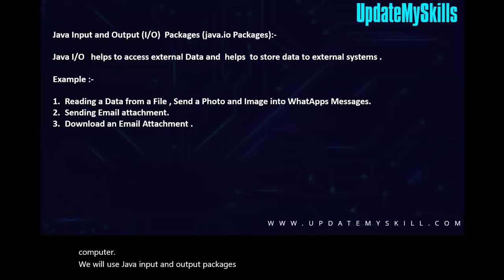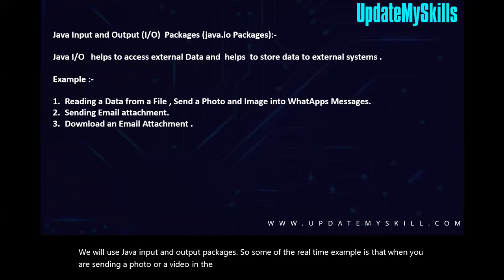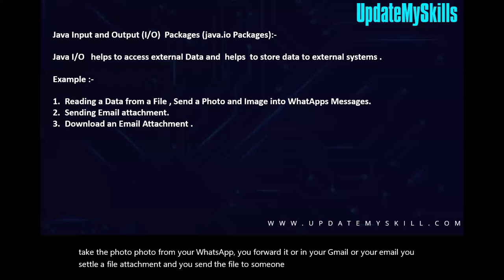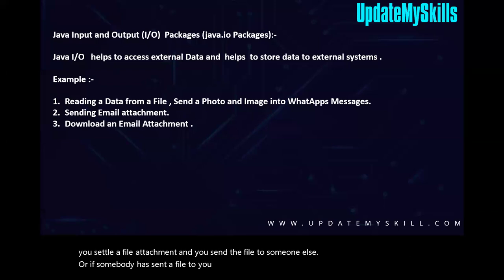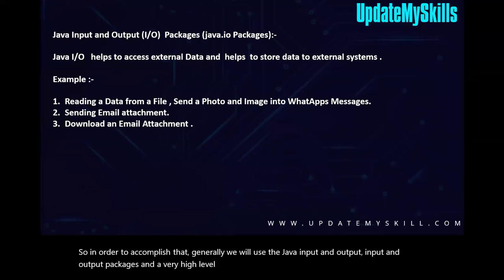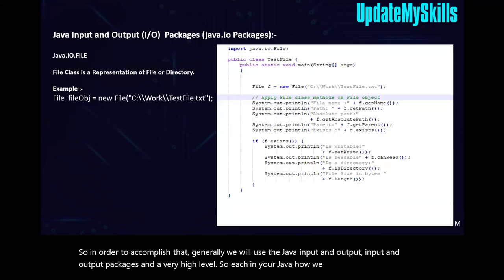Some real-time examples: when you are sending a photo or a video in a WhatsApp message, you take the photo and forward it. Or in your Gmail or email, you set a file attachment and send the file to someone else. Or if someone has sent a file to you, you download the file to your computer. To accomplish that, generally we will use the Java input and output packages. So, at a very high level, using Java, how can we write the file?